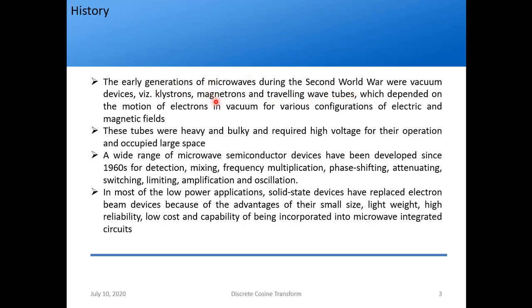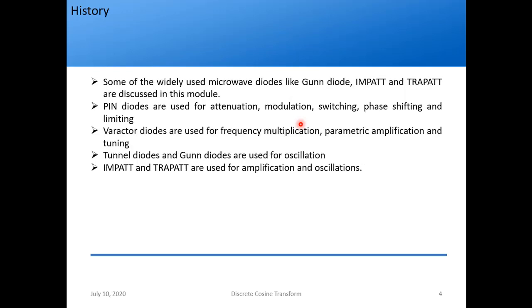Later on, as technology progressed, it was required that the overall weight and footprint of the system be reduced. So obviously, we cannot have external permanent magnets, for example. Researchers went for a solution in semiconductor devices which work at microwave frequency. Then came the various diodes and semiconductor devices which we are studying. That is essentially what these first two slides say. We study PIN diodes, varactor diodes, tunnel diodes, Gunn diodes, and IMPATT and TRAPATT, which we will study today.